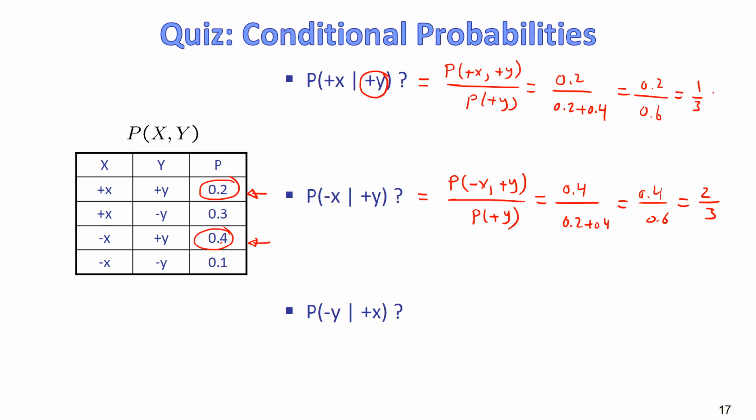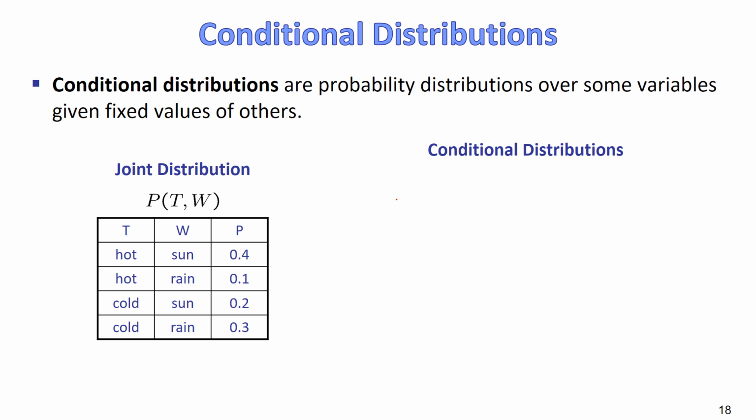Okay, notice here that the sum of these two, thanks Hamza, is 1, and that's because we have the same evidence and we have all possible values of x, plus x and minus x, and we'll call that conditional distribution, I think, in the next slide. I will leave that to you. Any questions on the conditional probabilities? Okay, so we'll switch to conditional distribution now.